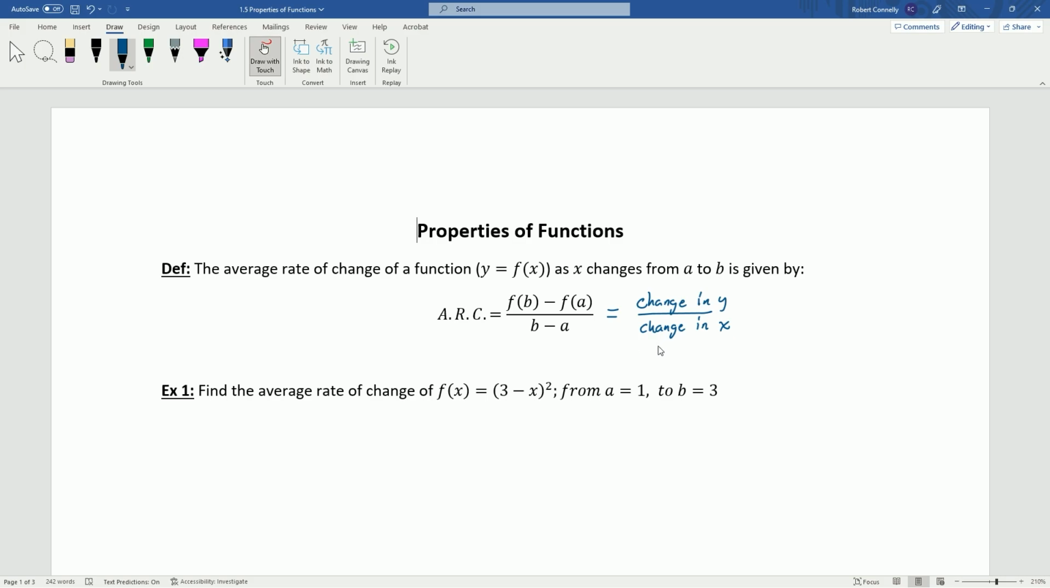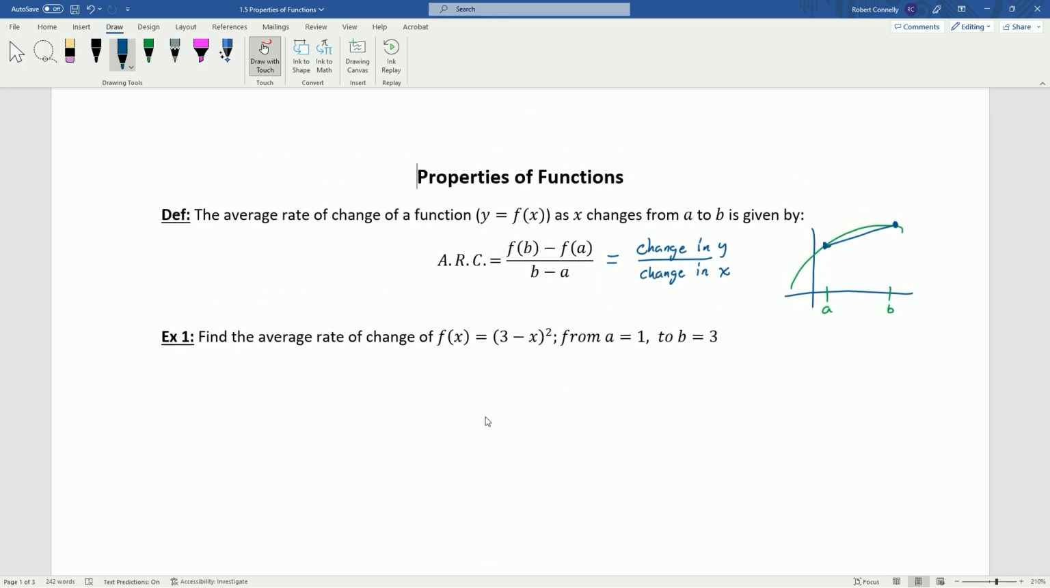And of course, another way to think about this is as the slope of the line between 2 points on the graph. So if you have a function like this, and this is A, and this is B, right? Then if you take those 2 points here and draw the line between them, the slope of that line is exactly what this formula is telling you. Okay, so let's go ahead and just apply the formula here.